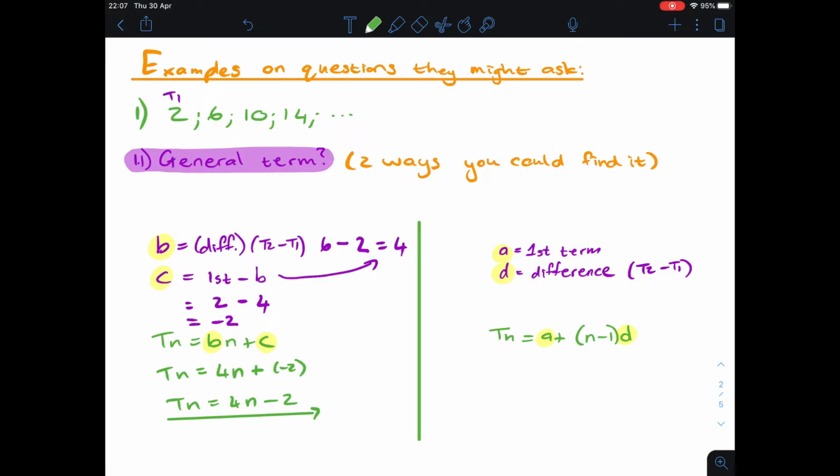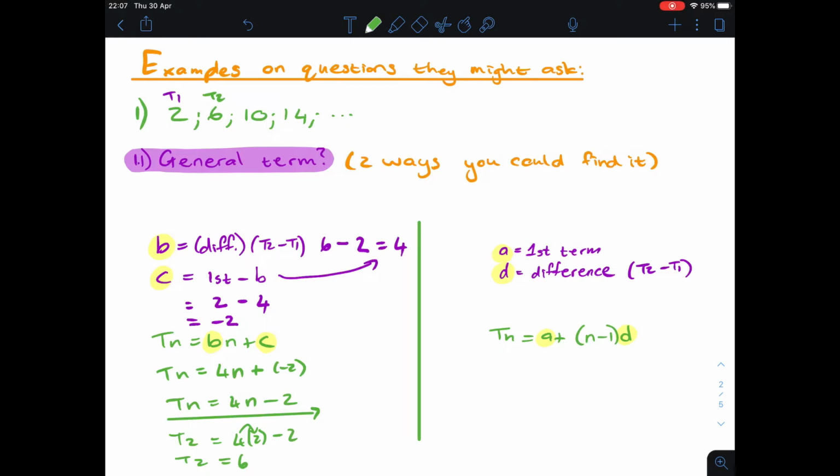And you can always check this. You can say term 2, you want to know if it's actually going to be 6. So term 2 must be equal to 6. So let's just substitute that. Term 2 is equal to 4 times 2, which is 8. 8 minus 2 is 6.